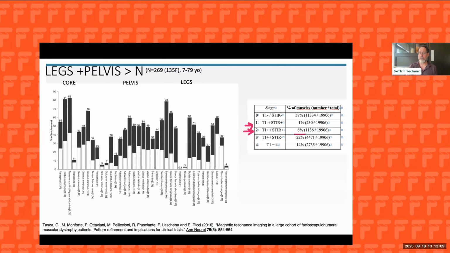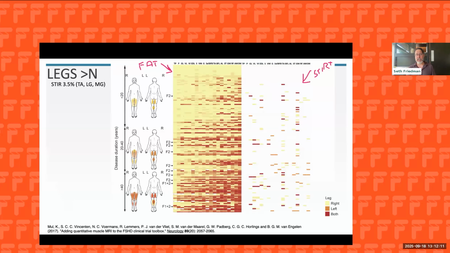Here's another study out of the Netherlands, Carlyne Mul, where this was a large cohort of both FSHD1 and some FSHD2 patients. You can see them denoted by the little 2 in the column. And in the fat labeled column, you can really see that there's quite a similar kind of light bright, many muscles in the lower legs that are affected in this cohort.